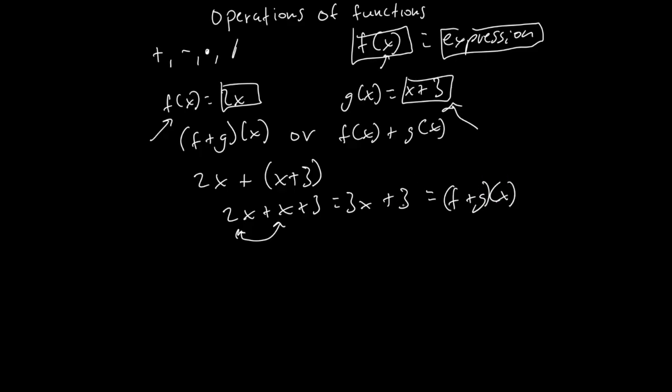And now instead of using f of x or g of x, we can use this new combination that does both at once. So we don't have to add them together. This is our function for both of these.